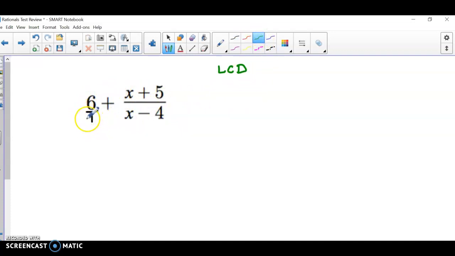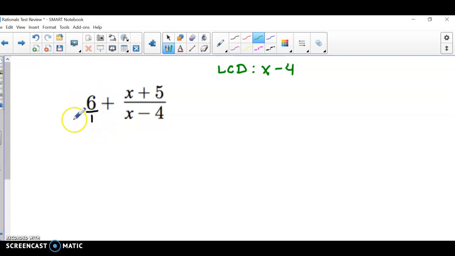So I've got a denominator of 1 and a denominator of x minus 4. So the least common multiple of those two things is just x minus 4. That's my least common denominator. So let's go over here and look at this one. We've got this 6 over 1.